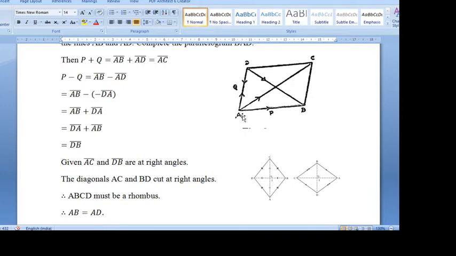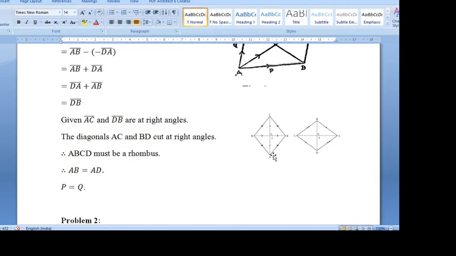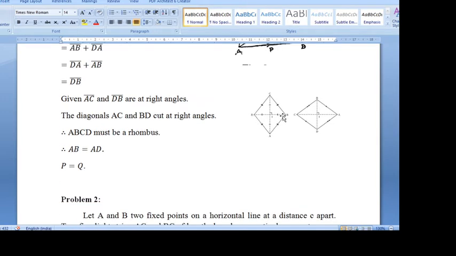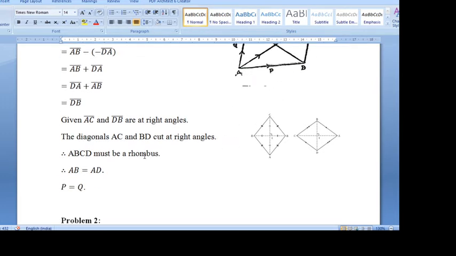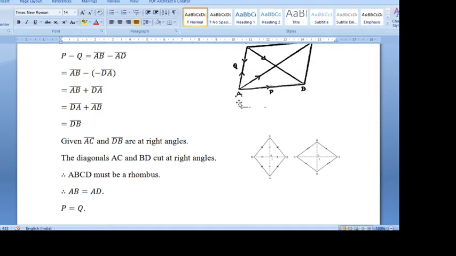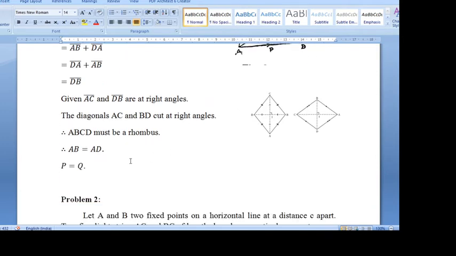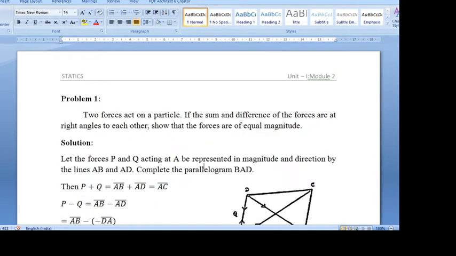Therefore, ABCD must be a rhombus. What is a rhombus? It has equal sides, and its diagonals cut at right angles. Therefore, AB and AD are equal because ABCD is a rhombus, but AB equals the force P and AD equals the force Q. Therefore, the two forces must be of equal magnitude.